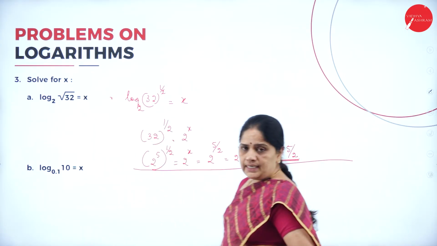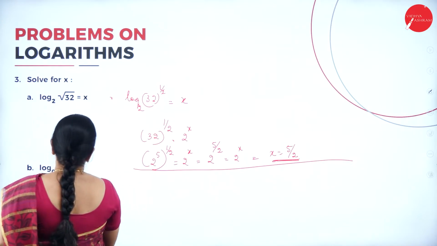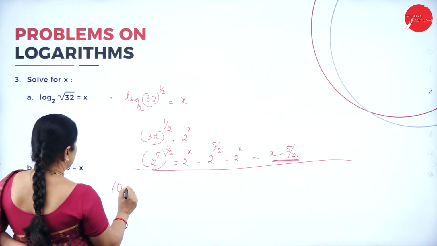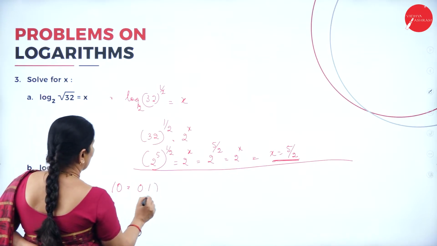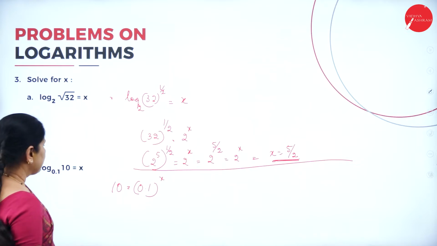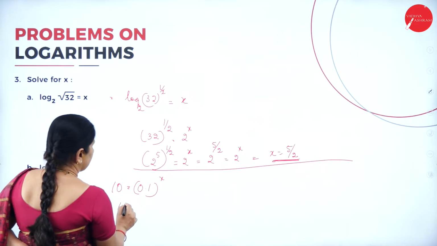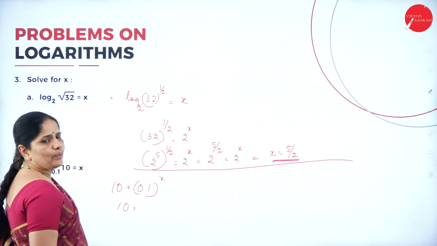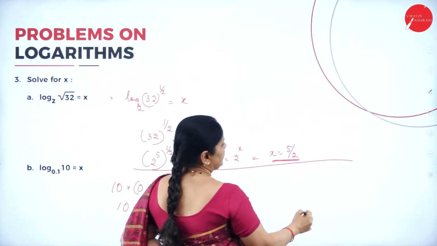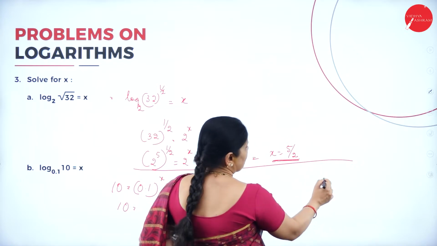Now let us see the next problem here. So they have given 10 equals 0.1 to the power x. So this can be written as 10 equals, so 0.1, what I will do is I will write it as 1 by 10. So why am I writing it as 1 by 10?